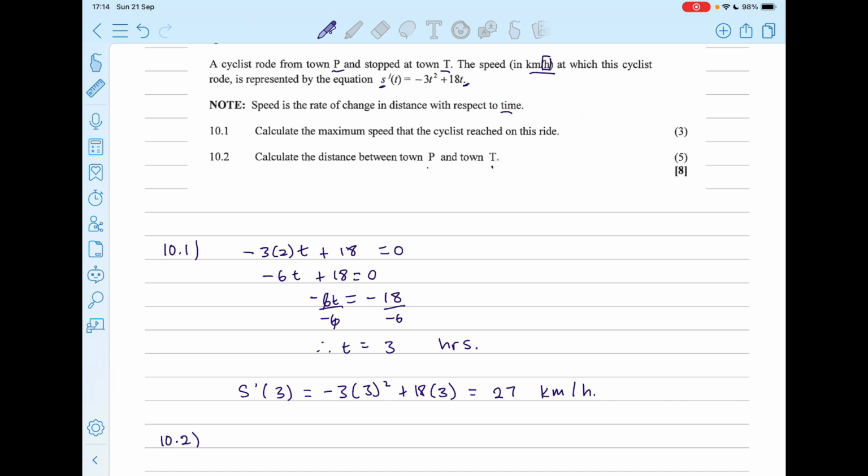So earlier on, we were given a note that said speed is a rate of change in distance with respect to time. And I told you that this S denotes distance, also known as displacement. So for us to get the maximum distance, we take the first derivative. That is why we are going to use the speed equation, equate it to 0, and then use the time we get to calculate the distance, because the first derivative allows us to get the maximum distance when we equate it to 0.